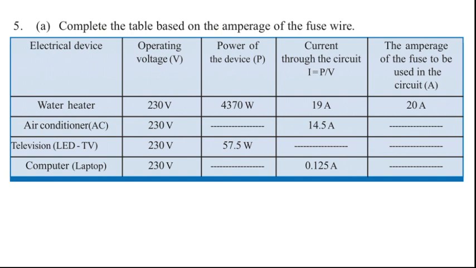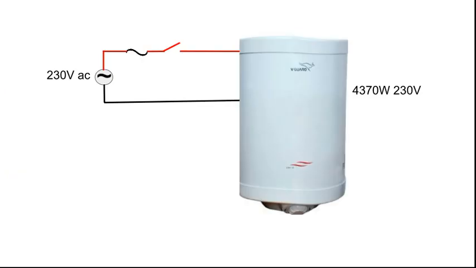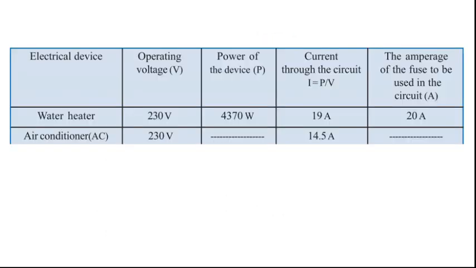Power of the device is given to be 4370 watt. Current through the circuit is given to be 19 ampere and amperage used is 20 ampere. Why a 20 ampere fuse wire is used even though the current is 19 amperes? Here, the water heater will be connected to the mains through a switch and a fuse wire. When the switch is turned on, 19 ampere current will be flowing through this fuse wire and switch and through this water heater.